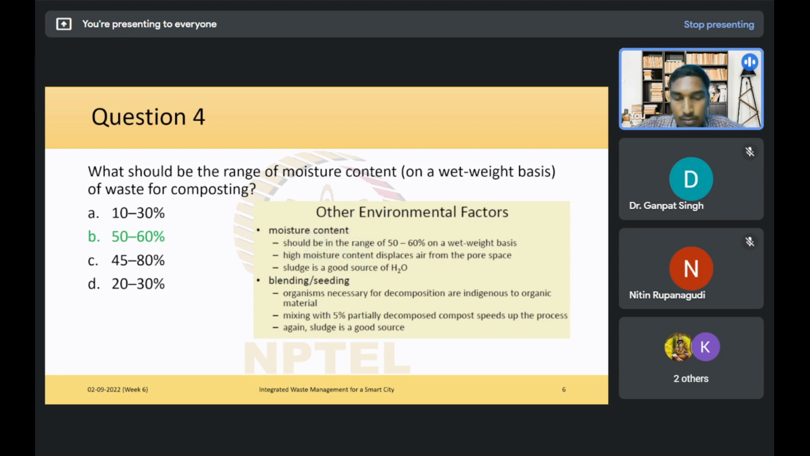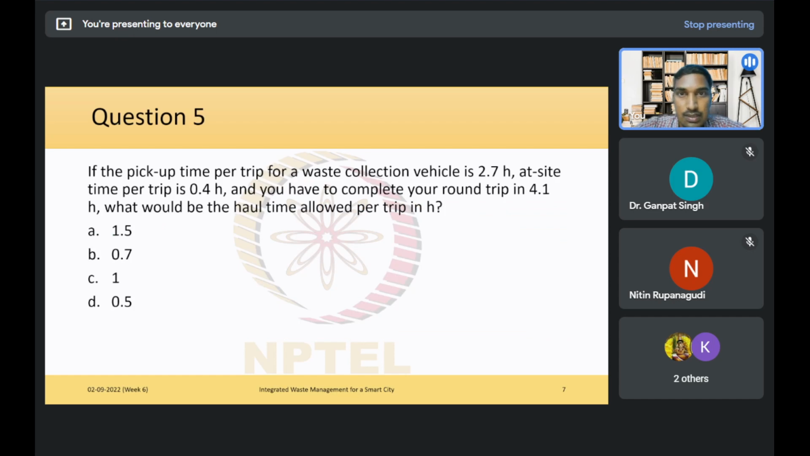Okay, so moving on to question number 5. This is about the waste collection. This is a numerical problem. Here we are given the pickup time per trip for a waste collection vehicle as 2.7 hours. Okay, and then the at-site time per trip is 0.4 hours, and we have to complete the round trip in 4.1 hours. So what would be the haul time allowed per trip in hours? The options are 1.5, 0.7, 1, and 0.5.